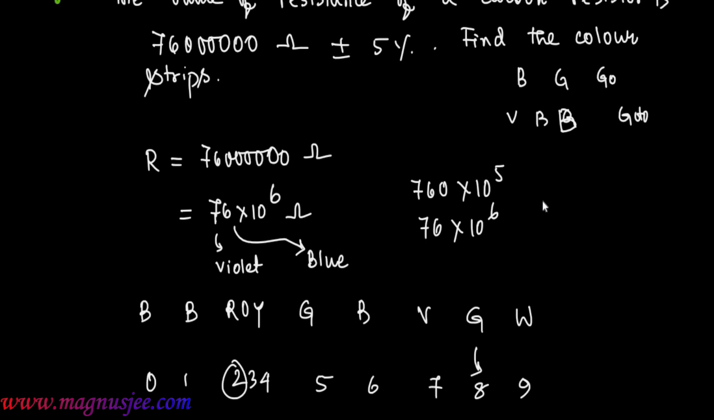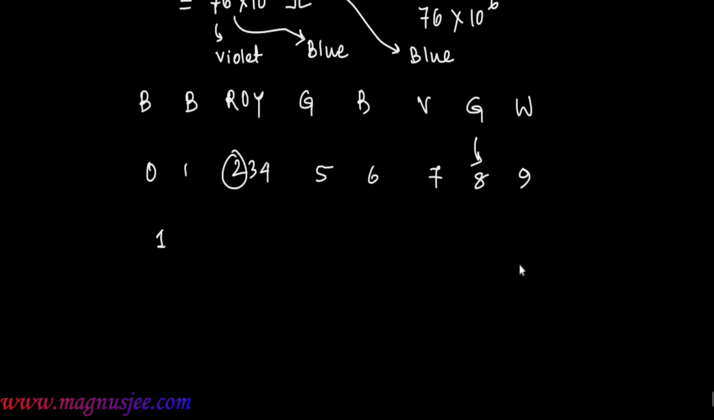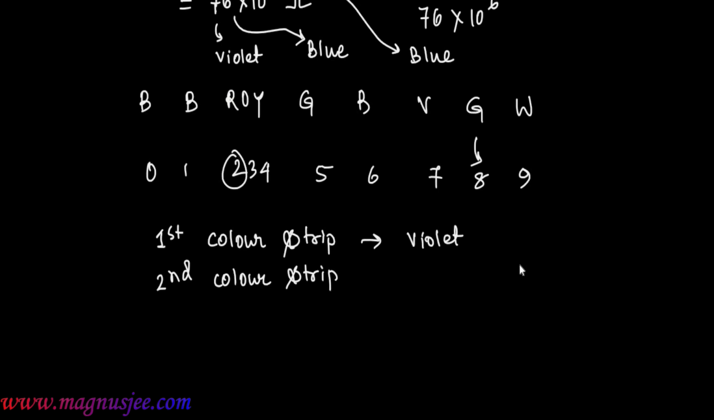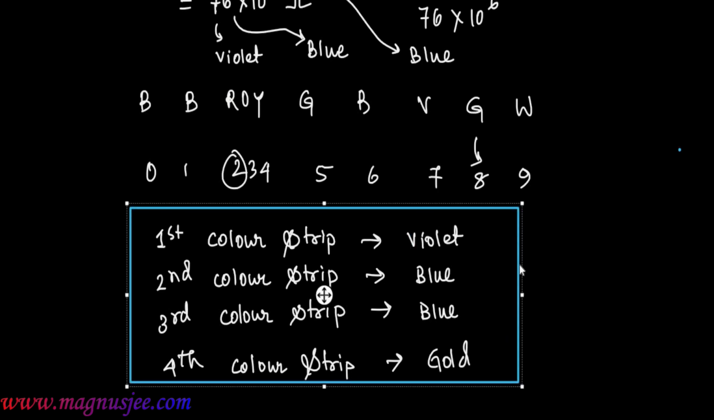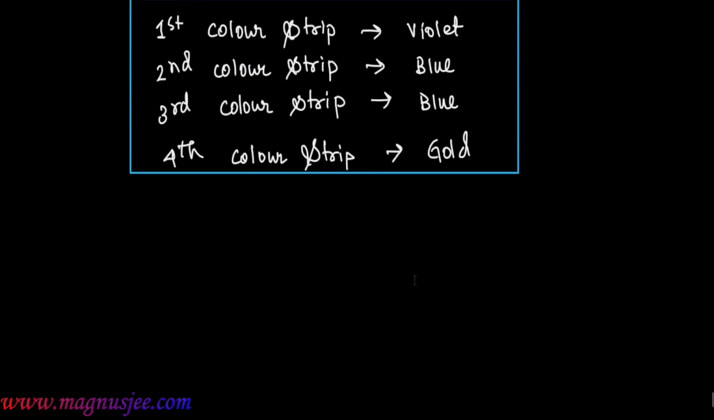7 stands for violet, 6 stands for blue, and the power of 10 is also 6, blue. So the first color strip is violet, the second color strip is blue, and the third color strip will again be blue. And the fourth color strip will be what? It will be gold, because the tolerance or accuracy is 5%. That's why the fourth color strip is gold.